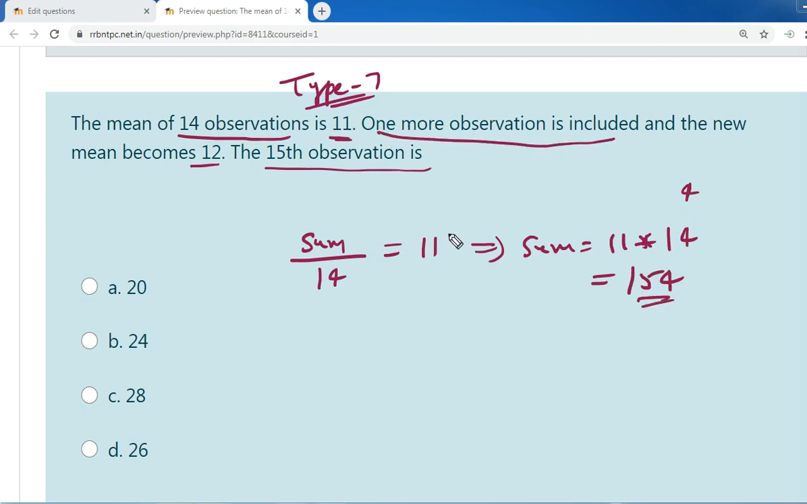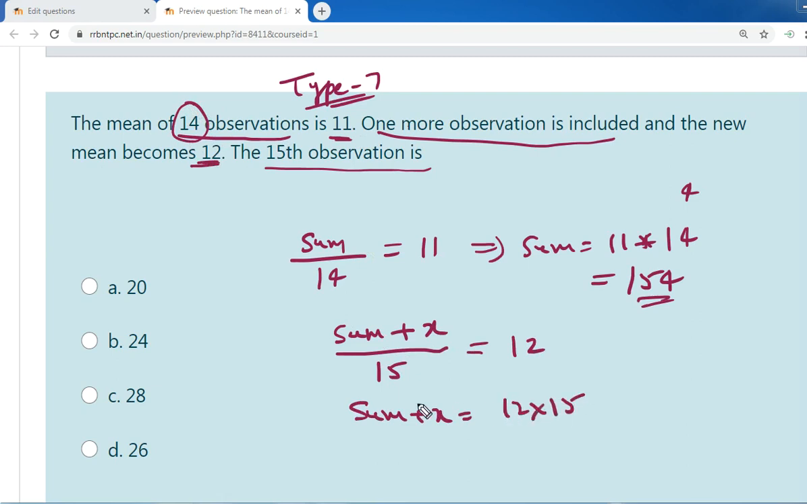One more observation is included, that is sum plus one more observation. Let us assume that as x. Sum plus x by, now how many elements? Initially 14 elements. Now one more means a total of 15 elements. Sum plus x by 15 is equal to, now what will the mean become? It will become 12. So sum plus x is equal to 12 into 15.